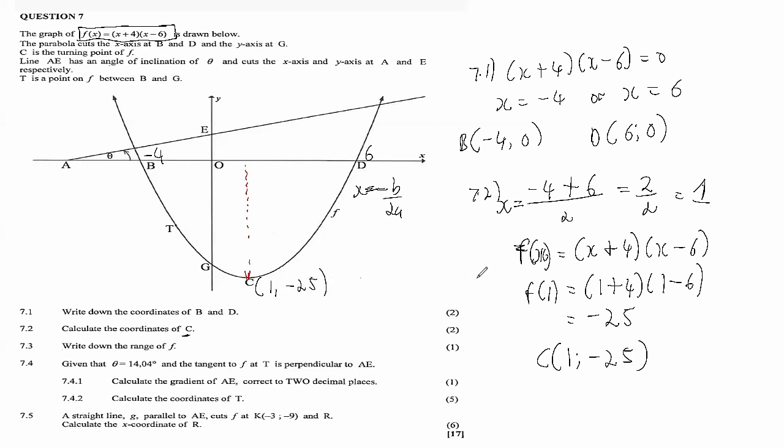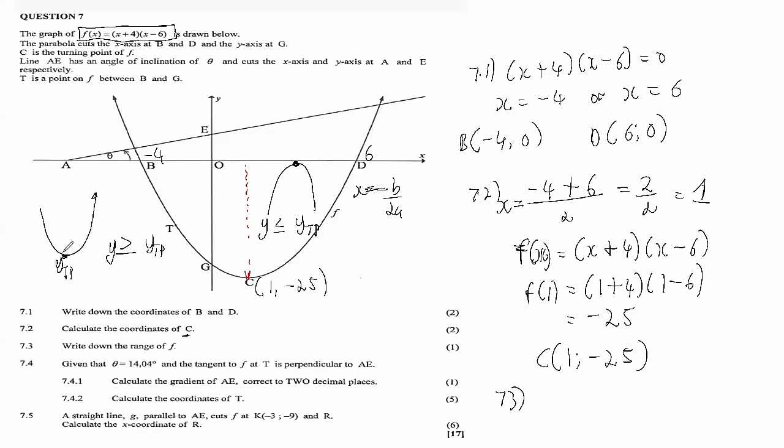Then 7.3 says write down the range of f. Note that for the range of a parabola, if we have a concave up graph like this, the range always starts from the y-coordinate of the turning point all the way to positive infinity. So every time you are dealing with the range of a concave up graph, just know that it is always y greater than or equal to the y-coordinate of the turning point. But if you have a concave down graph, then your maximum value becomes the turning point. So this should be y less than or equal to the y-coordinate of the turning point.